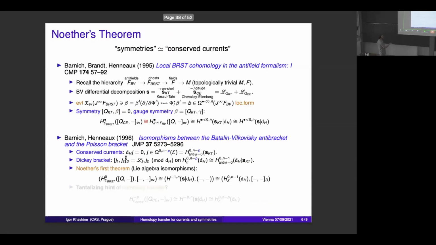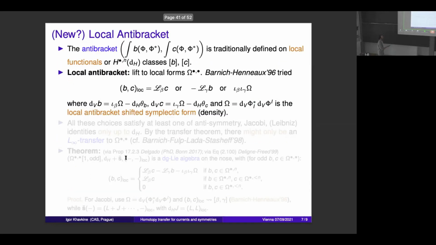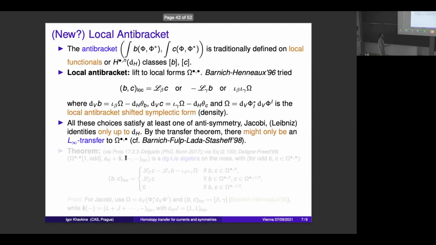Actually, this is what they tried to do in this paper. And so also, basically this is what they were doing with the Dickey bracket. They're trying to come up with a bracket on the conserved currents themselves and not just their cohomology classes. And in each case, they didn't succeed, unfortunately. So they could only do it up to horizontal differentials. So we do know about the L-infinity transfer now.